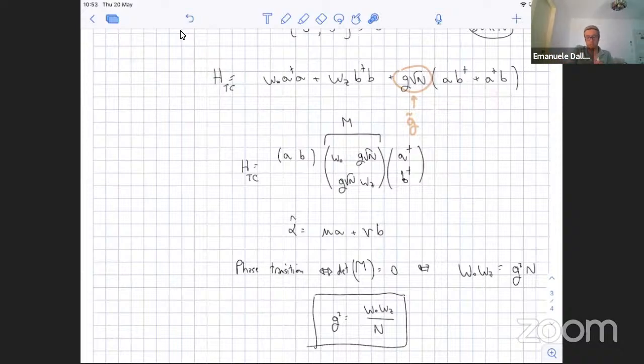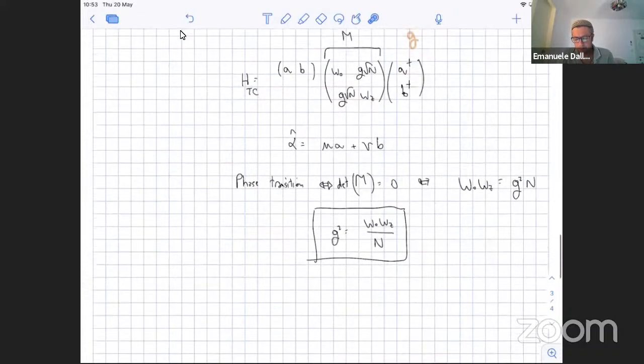And then you need to work a little bit harder because it's not a 2x2 matrix. But you can write it as the product of 2x2 matrices, so it's still doable. Or you can write it as a 4x4 matrix and diagonalize it. It's also not a big deal. Okay, good. So this is the ground state phase transition of Hepler and Lieb of the Dicke model.